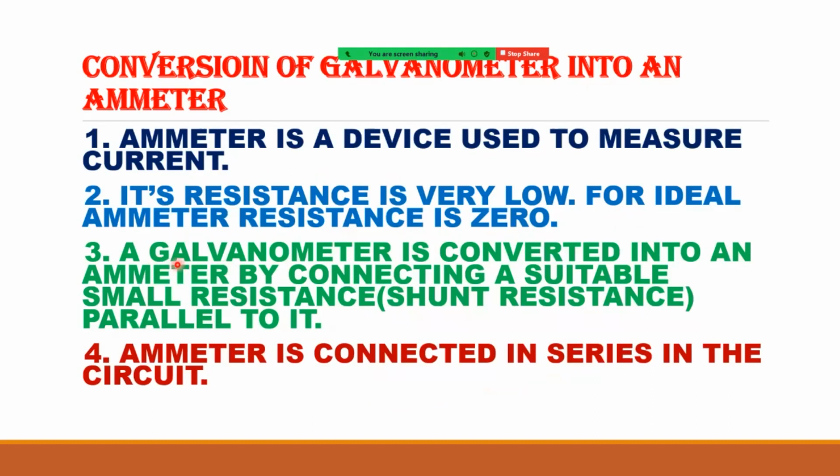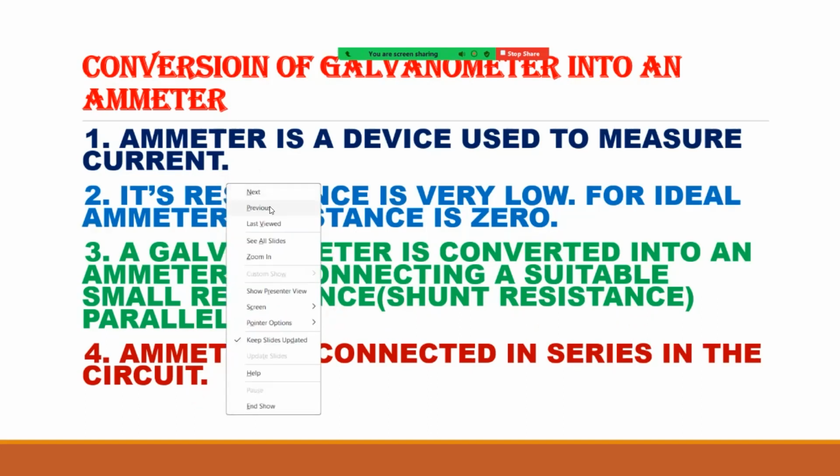A galvanometer is converted into an ammeter by connecting a suitable small resistance, called shunt resistance, in parallel to it. And an ammeter is connected in series in the circuit. Let us see once. Already we have discussed the first point, the second point, and the fourth point also. Now we have to focus on the third point.